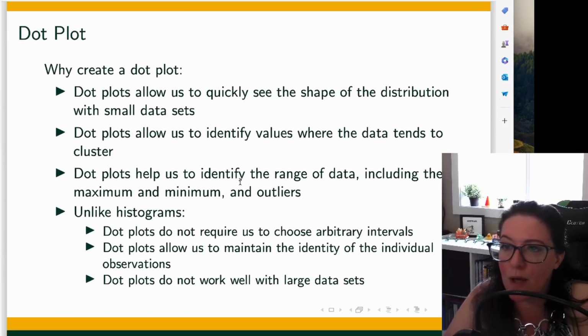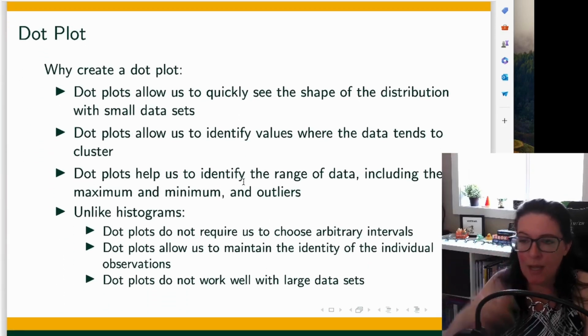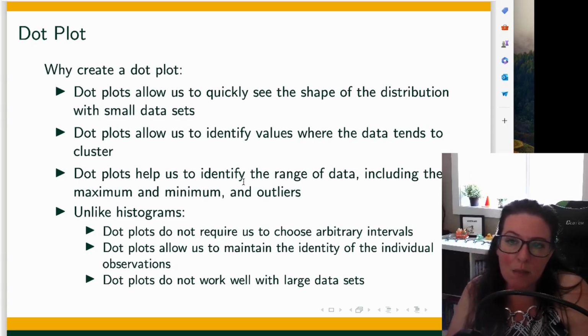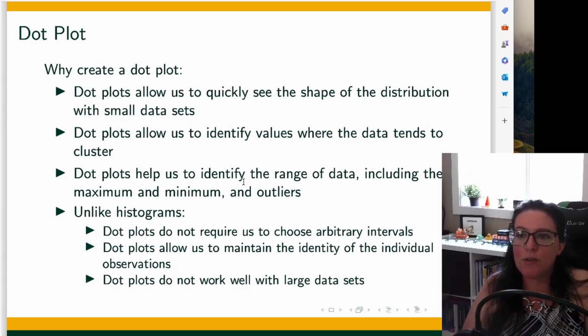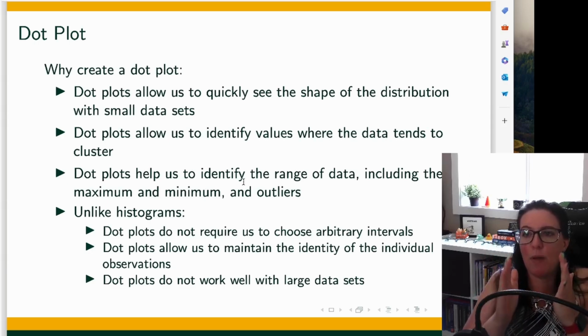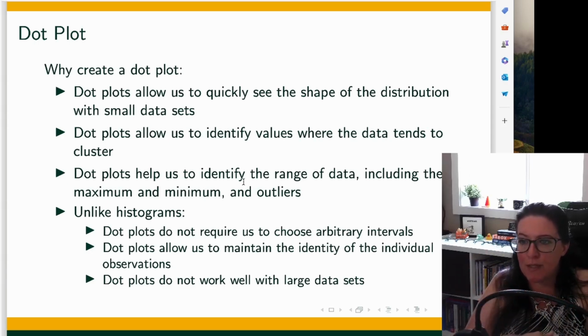Why create a dot plot? Well, we can quickly see the shape. It's helpful with smaller data sets compared to histograms. We can see the range, we can see the max, the min, we can identify the outliers. But unlike histograms, dot plots don't require us to specify what those bins are. It maintains the identity of each observational unit.